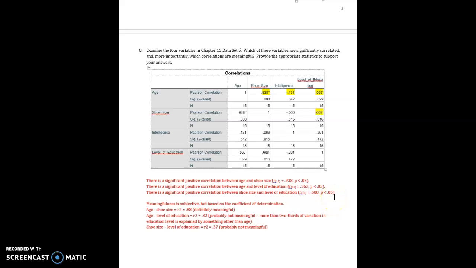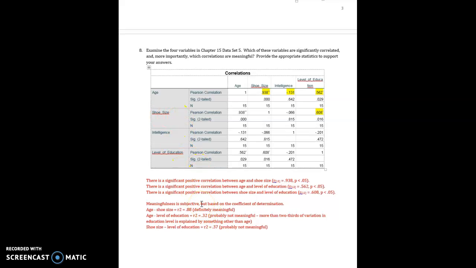When you have this many different combinations, it's important to look at this in matrix form, right? And ask yourself, what are all possible combinations of these, right? We can look at the correlation between age and shoe size, age and intelligence, age and level of education, and then any of the other possible combinations.